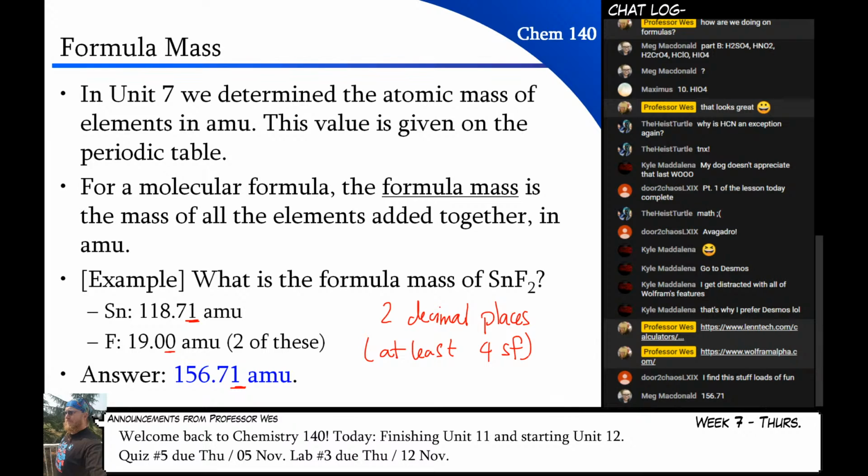The reason I'm telling you this is because when I set an error range on Canvas for the answer, I want to make sure that you fall into the correct error range. And if you use too many significant figures, you may end up with an answer that's too high. So make sure you're applying the correct sig fig rules as you go. But because periodic tables report different numbers of sig figs, I just go to 2 decimal places as long as I have 4 sig figs.